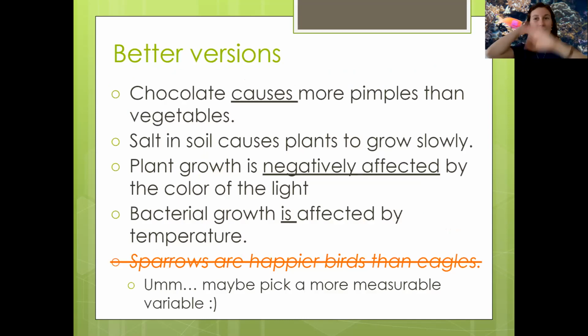Okay, so this is the same slide as earlier, but these are better versions of that. So, chocolate causes more pimples than vegetables. All right, we're making a statement, we're giving it a direction, and we're taking a stance. There will be a greater growth of pimples with chocolate diet than with vegetable diet. Salt in soil causes plants to grow slowly. I'm just going to take out that bottom one because, again, how do you measure happiness? Maybe you can say greater time spent flying. That could be a measurable thing because we can measure how long they're in the air, but happiness in birds is, as far as I know, not something we have a test for.